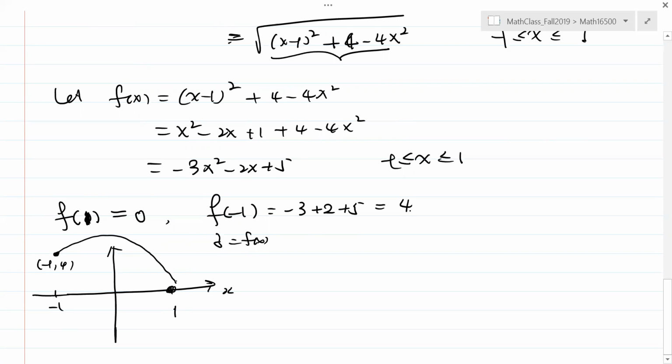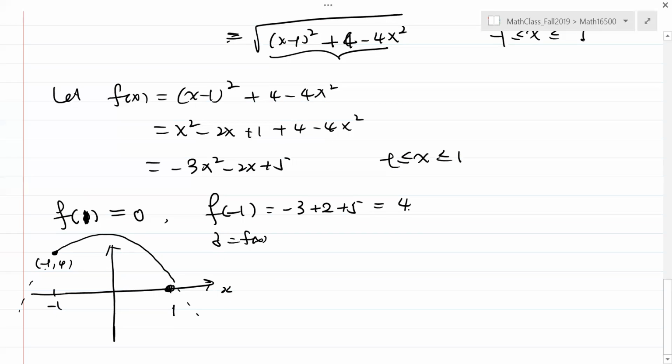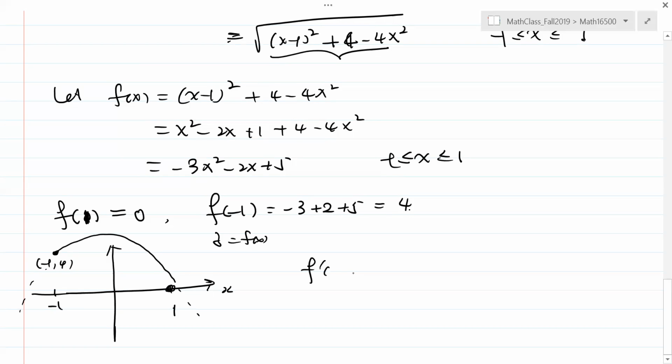Because the graph is a parabola opening downward, somewhere there's a highest point. So we want to find the maximum value of f of x, because that gives you the maximum value of the distance. Let's look at the possible critical numbers in the middle.